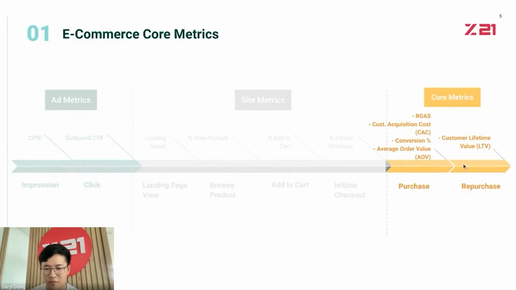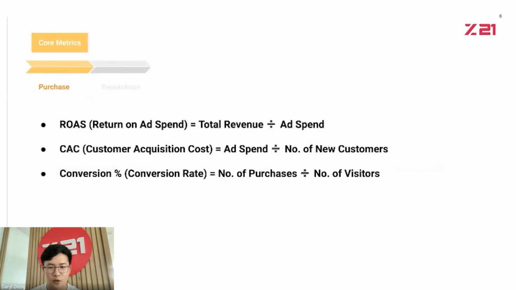Let me just emphasize again, purchase and repurchase, acquisition and retention. These two things are the most important things to work on for e-commerce brands. If you can nail both of these things, you have a very fast growing brand. Quick definition, I will not define every single metric, but these are the main ones you will need to know. Return on ad spend. I think this is the favorite word in everybody's mind. Total revenue divided by ad spend. Customer acquisition cost, sometimes we also call it CAC or CPA. Ad spend divided by number of new customers, and also conversion rate. Basically, how many people come to your site and how many of them can you convert into buyers.